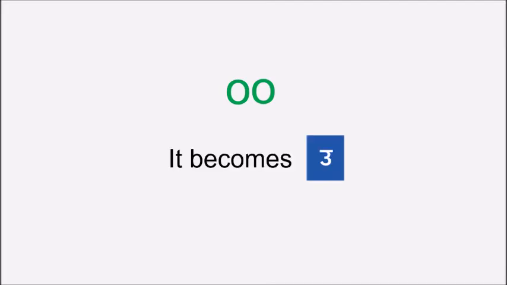When there is one O, we call it O. But now we have two O's. When we have two O's, then it becomes oo. Now let us read the words with oo sound.